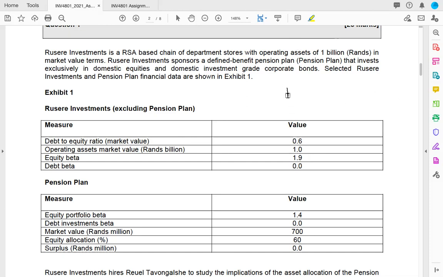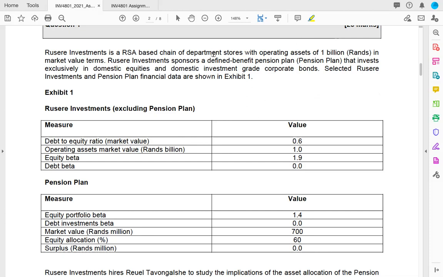Meaning if the market goes up by 1%, the equity associated with Rusera investments will go up by 1% times 1.9, which is 1.9%. So if the market goes up by 1%, the equity associated with Rusera investments will go up by 1.9%. And if the market goes down by 1%, the equity associated with Rusera investments will go down by 1.9%. So it's more sensitive than the market when the beta is higher than 1.